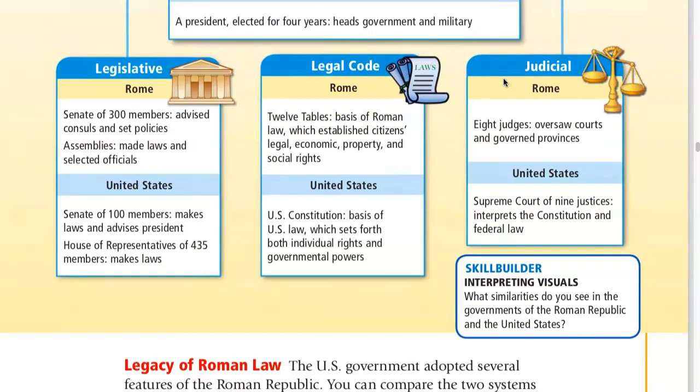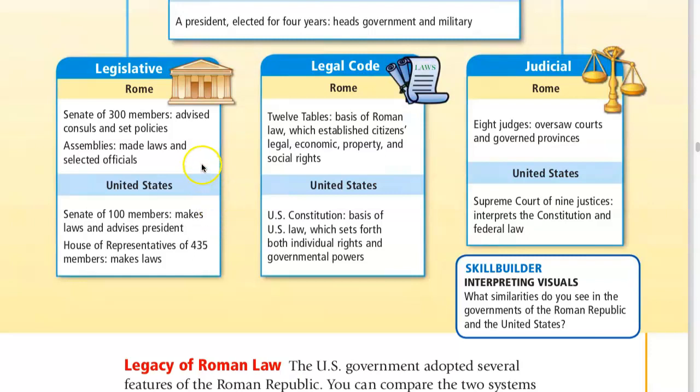There is a Senate of 300 members. Caesar later raised that up to 600 members. That Senate advised the consuls, and the assemblies made the laws. Here we have only 100 members in our Senate, but their duties are similar. They advise the president, and they make laws.